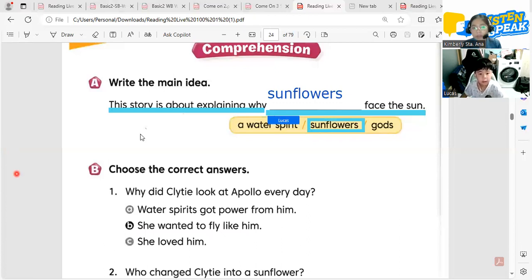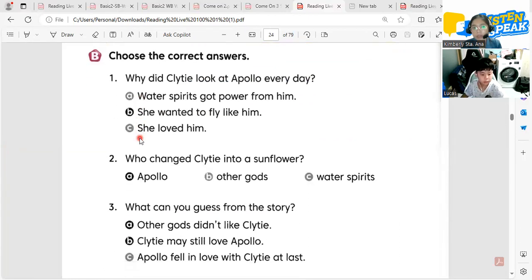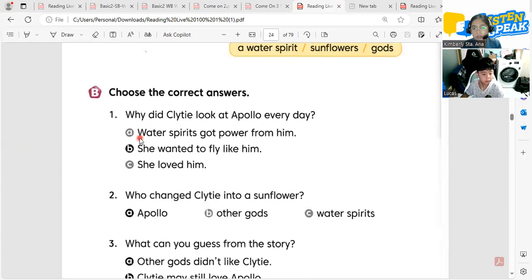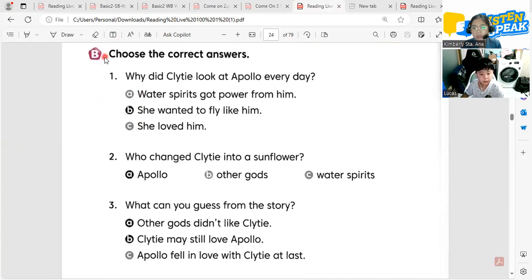Okay, how about for letter B? Let's choose the correct answers. Why did Clytie look at Apollo every day? She loved him. Very good. That's correct. How about number two?